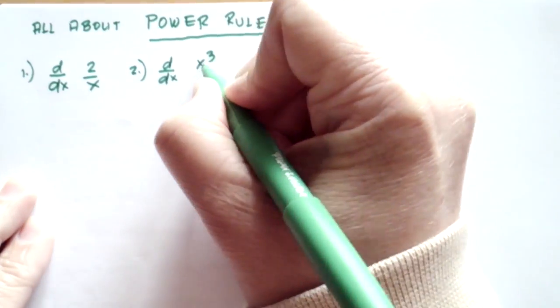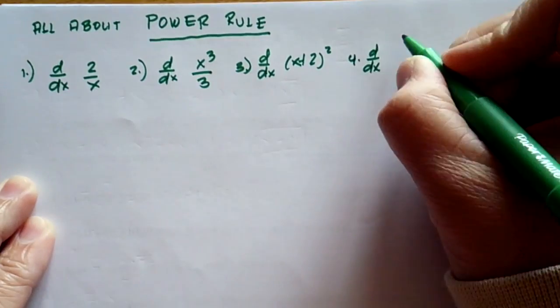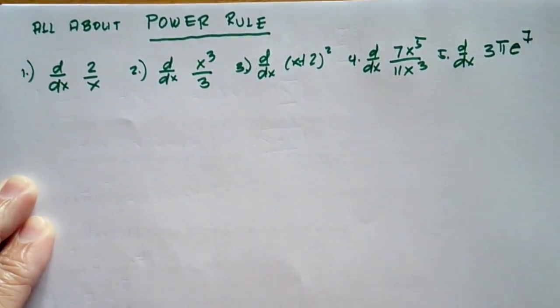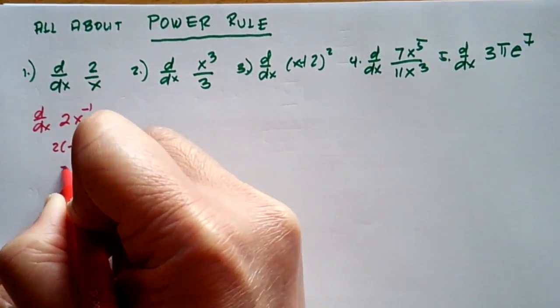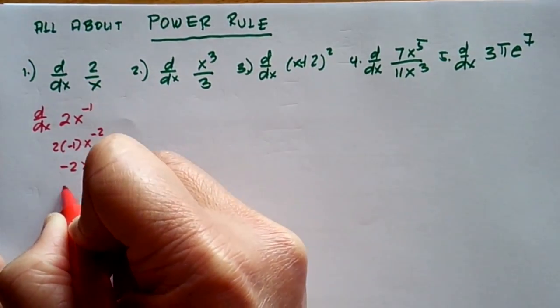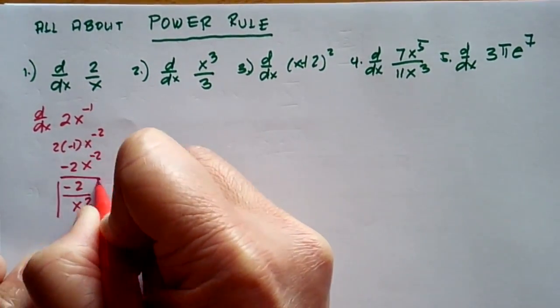In finding the derivative of a function, you need to make sure that you have mastered all your algebra fundamentals to be able to answer the problems similar to this one. For problem number 1, 2 over x can be modified into 2 times x to the negative 1. The derivative of that function is just negative 2 all over x squared.